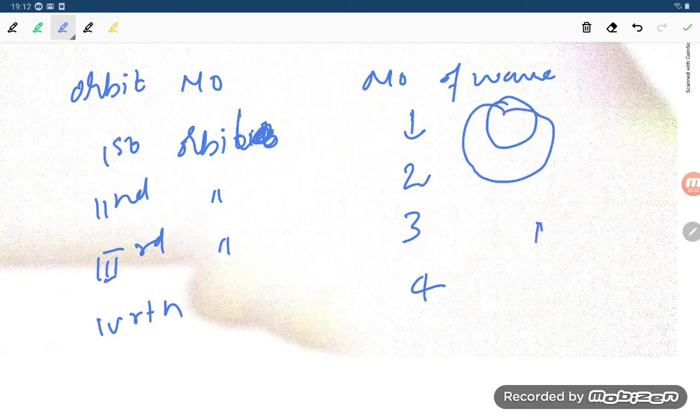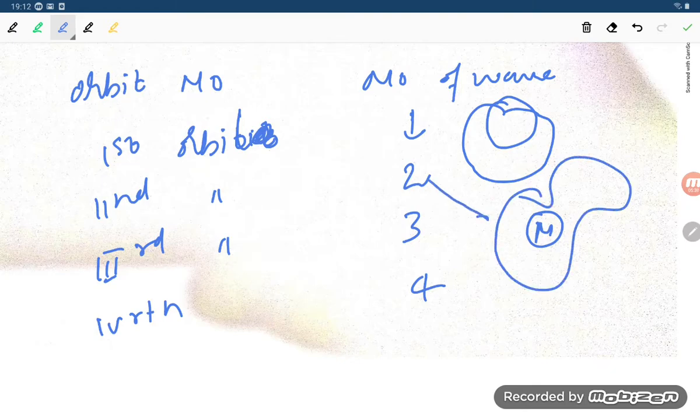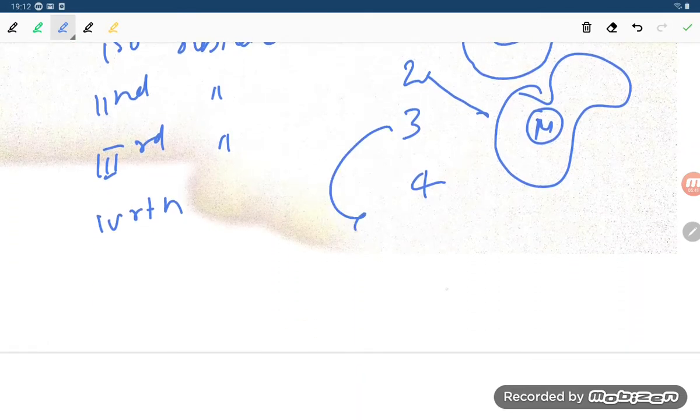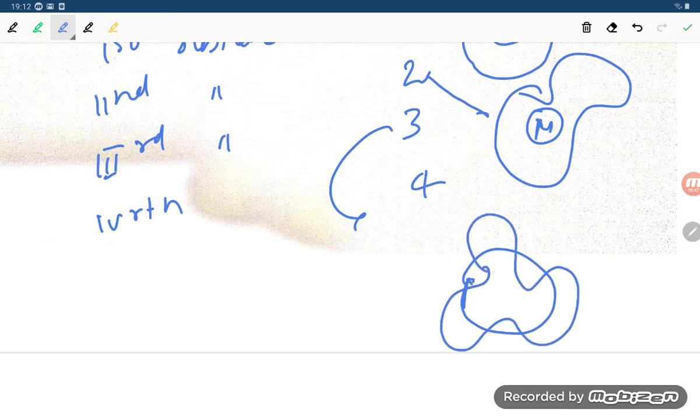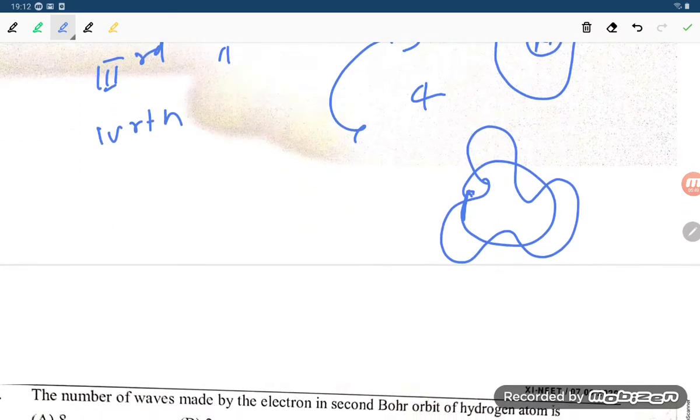If there is the atom, how many waves will we find, student? There will be two waves. For the third orbit, if you are going to the third orbit, how many waves will there be? 1, 2, 3. For the fourth orbit, how many waves? 1, 2, 3, 4. This is the fourth.